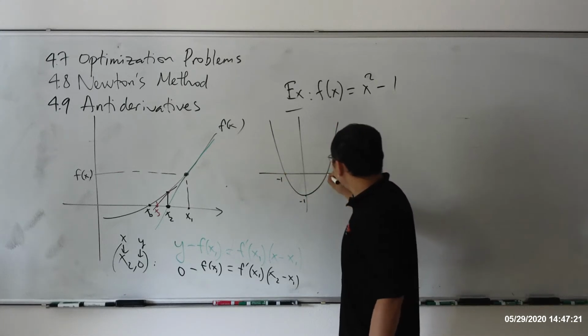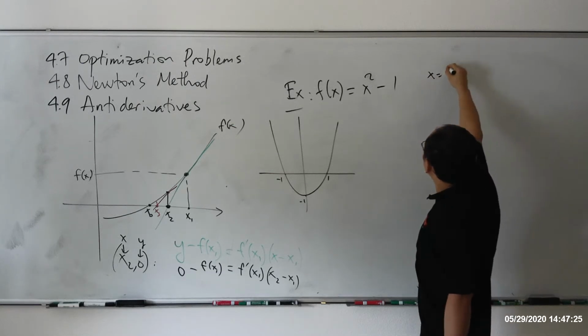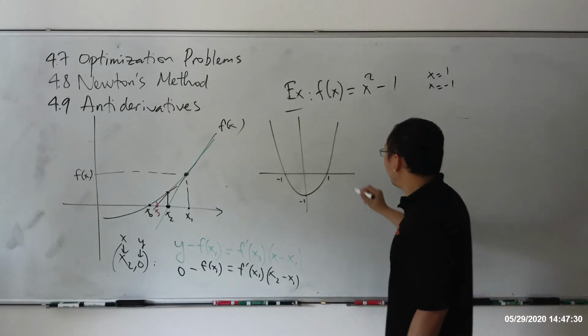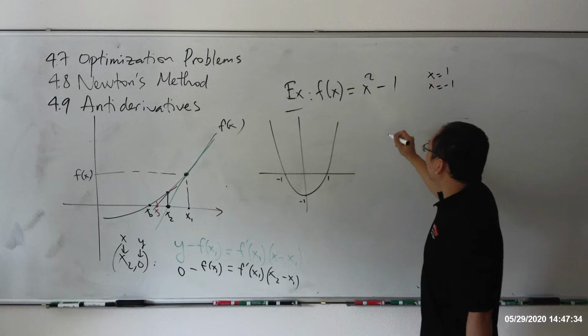This is -1 right here. 1 right here. It has two x in the set, two solutions: x equal to 1, x equal to -1, right? Assuming that we don't know those answers, we want to find the answer. Say 1. Well, 1 is too nice. How about we start with x equal to 2.